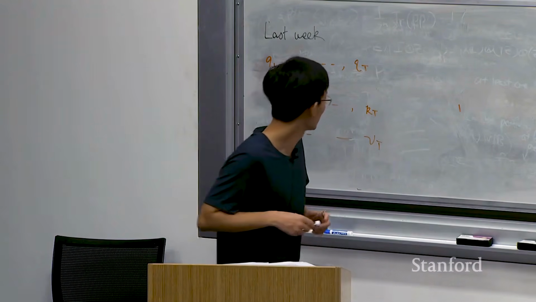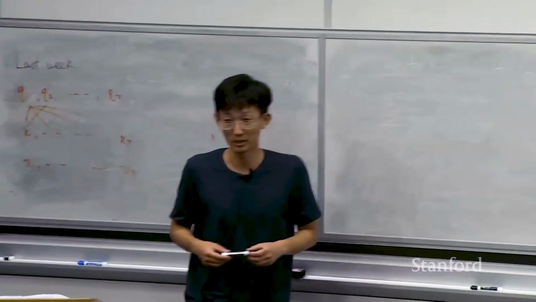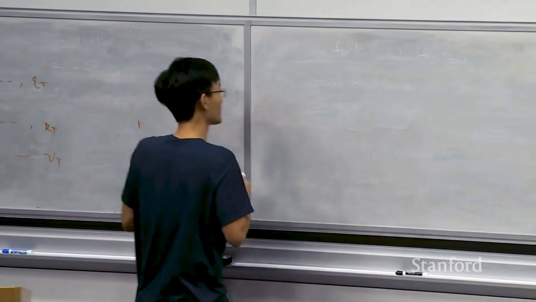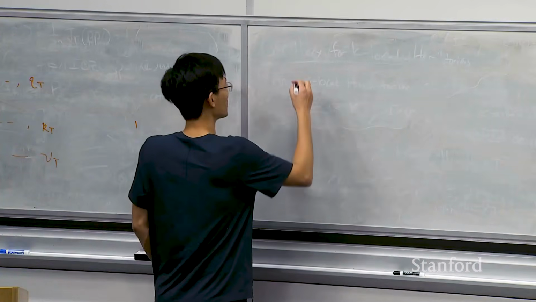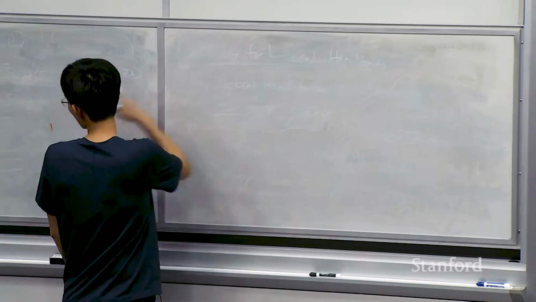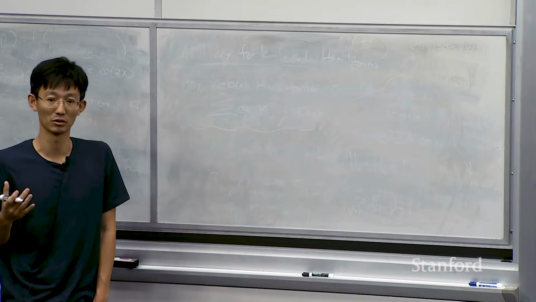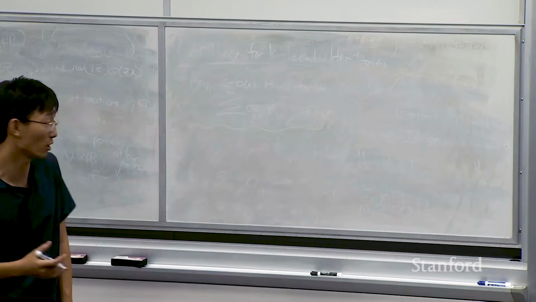Okay, I want to review the architecture quickly for 5 minutes, just to remind you what the transformer is, because what I'm going to talk about depends on it. So let me redraw this figure. Last week we talked about queries, keys, and values, right? These are the core of the attention in the transformer.